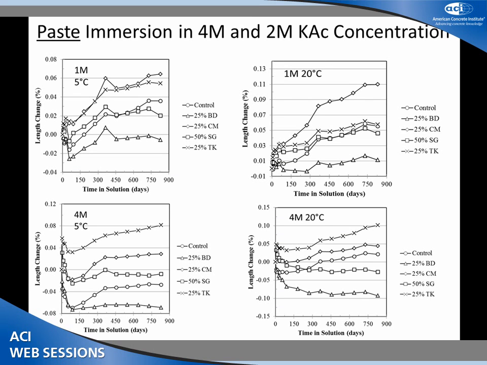And so from this slide here, I just want to show you that again, we have paste here, and it's at 4 molar and 1 molar potassium acetate concentration. And you can just tell, from 1 molar, even a 4 molar, we hardly see any expansion occurring in these specimens. So even just from a 6 molar to 4 molar, the expansion is a lot less than what it was at the 6 molar concentration.